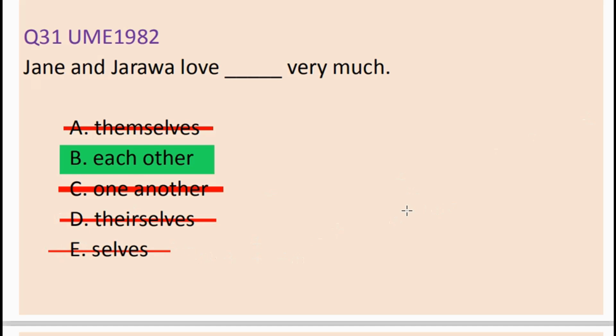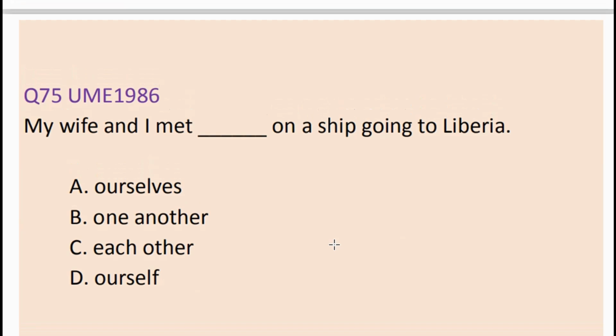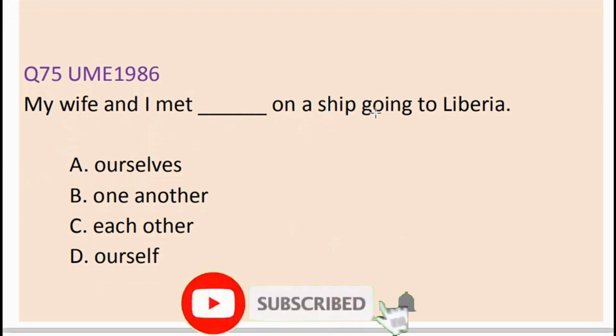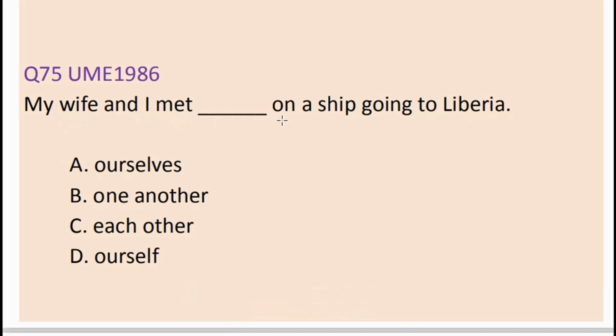Let's come to the next question. Question 75, UME 1986. My wife and I met dash on a ship going to Liberia. Ourselves, one another, each other, ourselves.